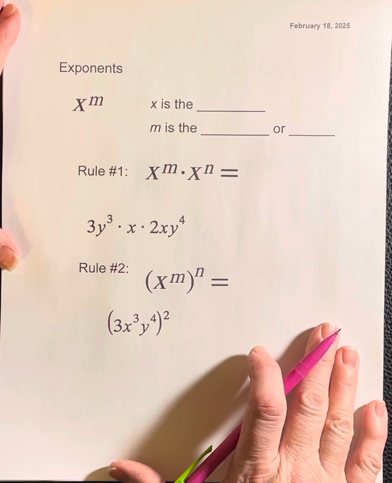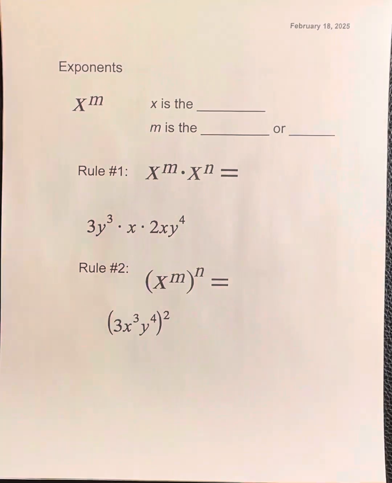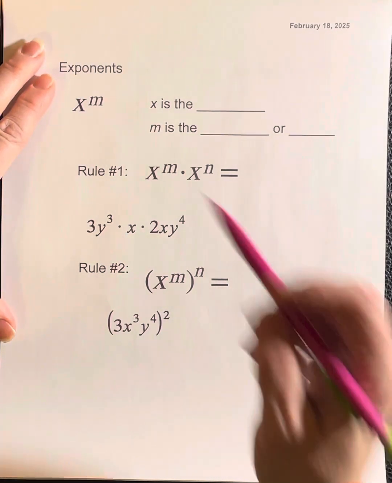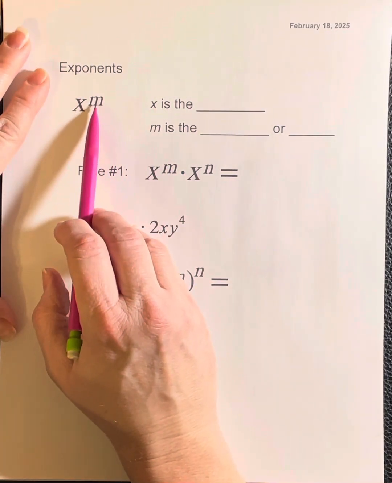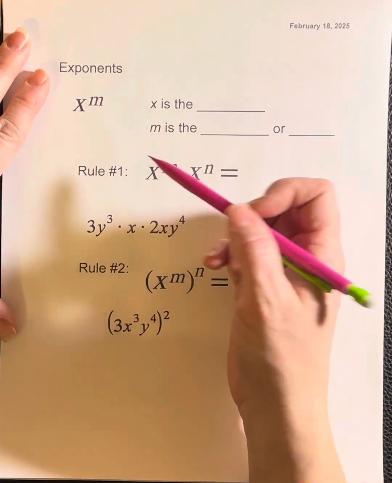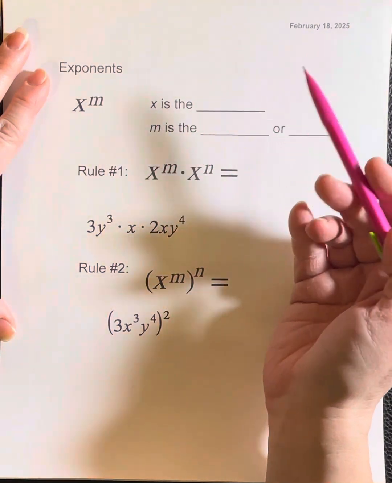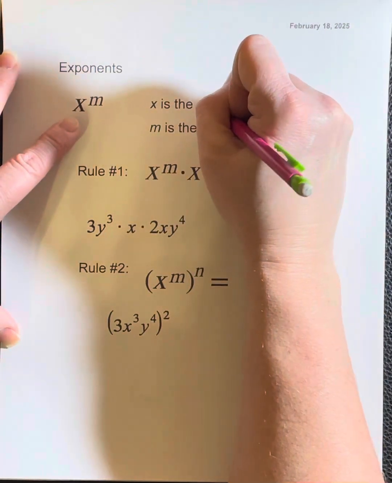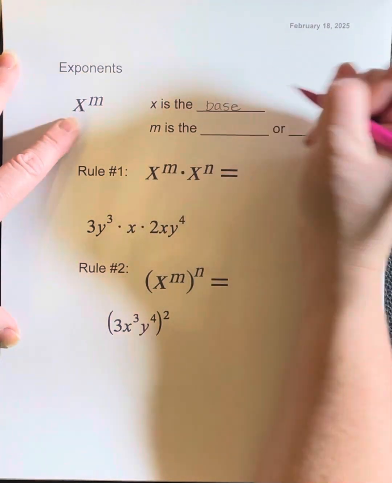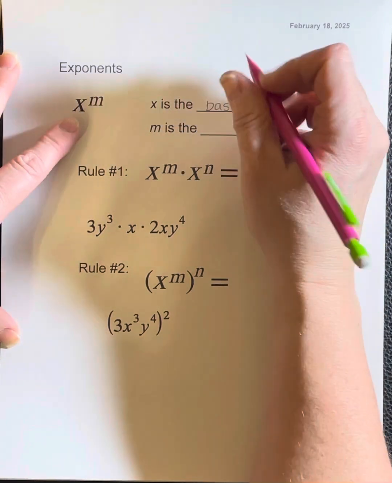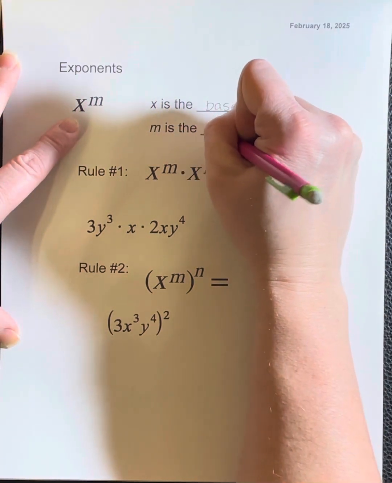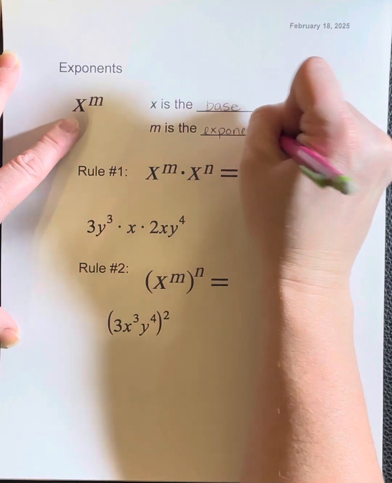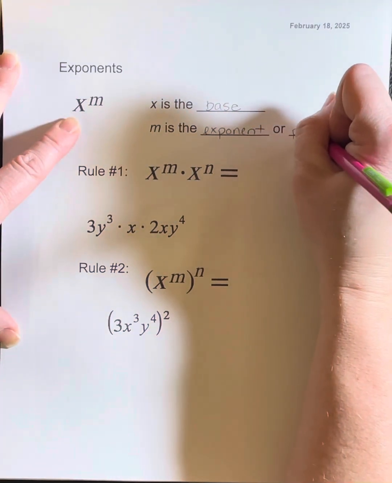This week we are going to be working on exponents. So we're going to review the first couple rules today, starting with reviewing what an exponent means. Exponent is a notation for repeated multiplication. X is called your base, and M is either called the exponent or the power.